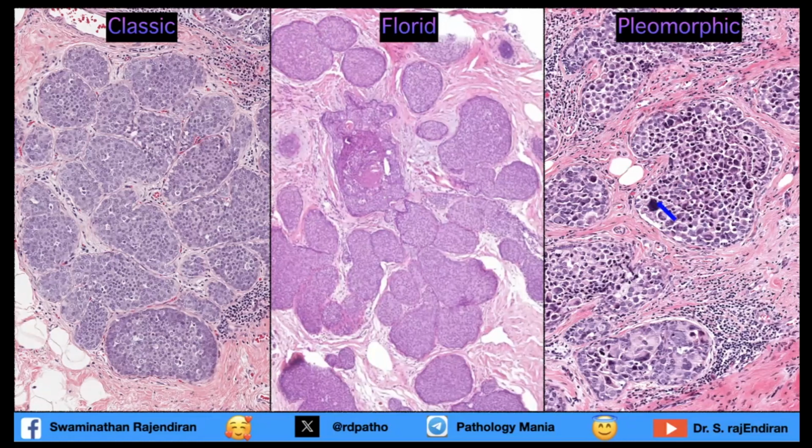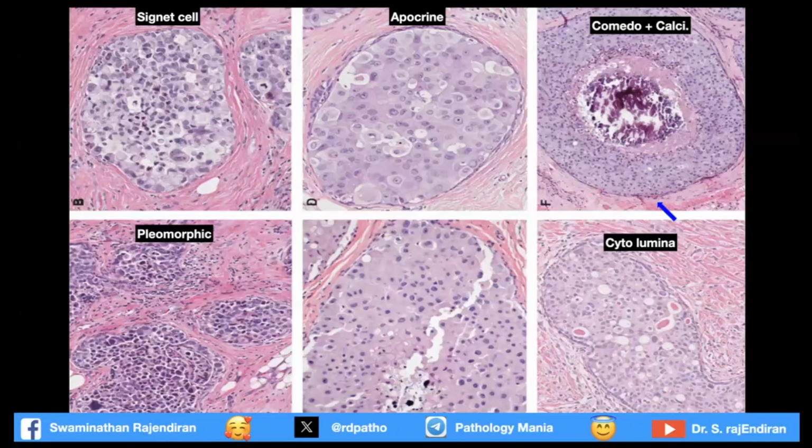Take a picture of this. I don't have a camera here, I think, but a picture will be very, very useful to differentiate this. The other types of LCIS are signet cell, apocrine, and comedo with calcification. Previously, we thought comedo is very, very specific for DCIS, but now we can see it in LCIS also. There are ways to differentiate. I will show you in a minute.